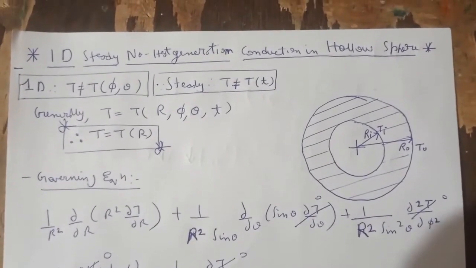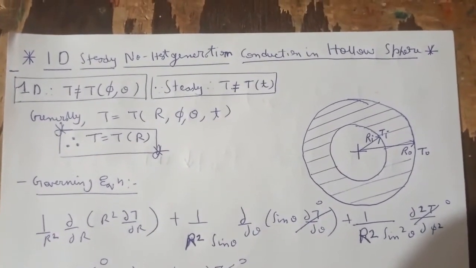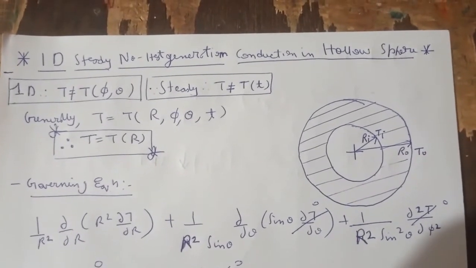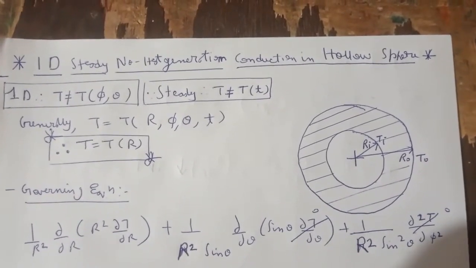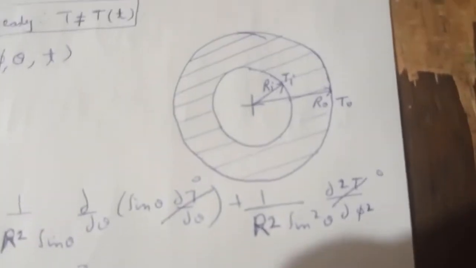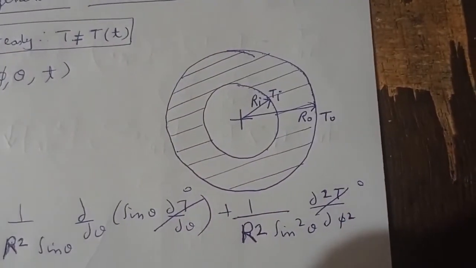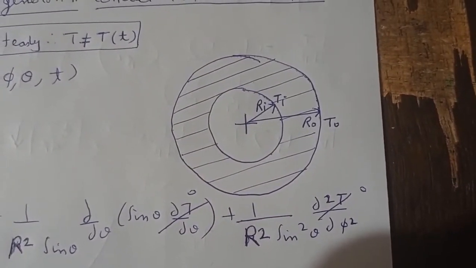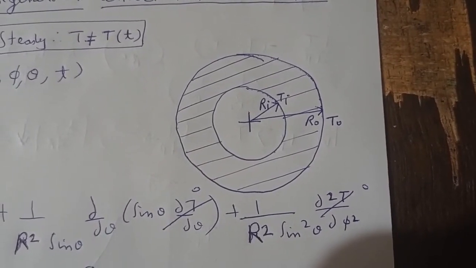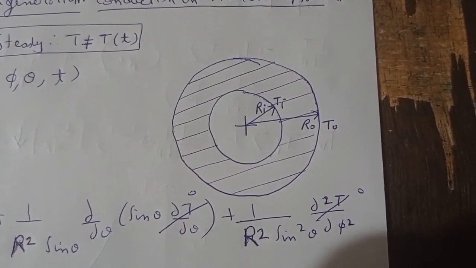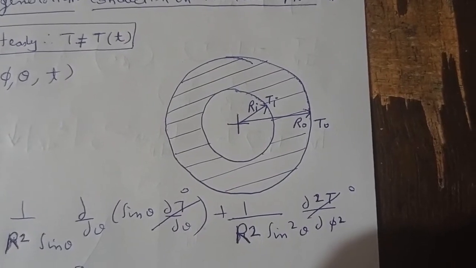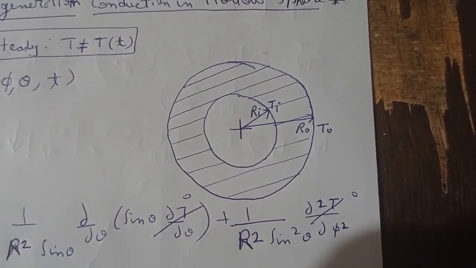Hello. In this video lecture, we will see 1D steady, no heat generation conduction in a hollow sphere. I have drawn a diagram here of a hollow sphere. You can see it's a cross-sectional view. The inner radius is Ri and at the inner surface the temperature is Ti. The outer radius is Ro and at the outer surface the temperature is To.